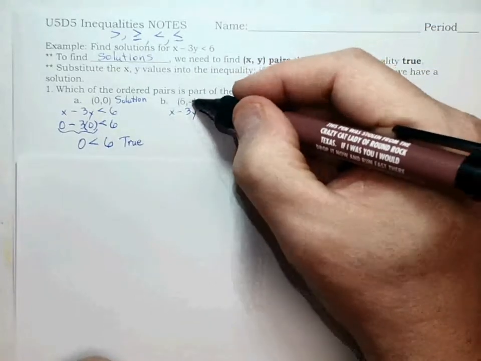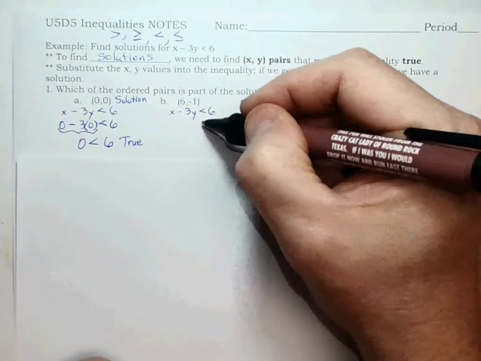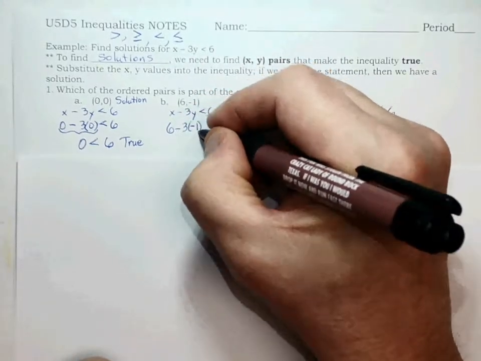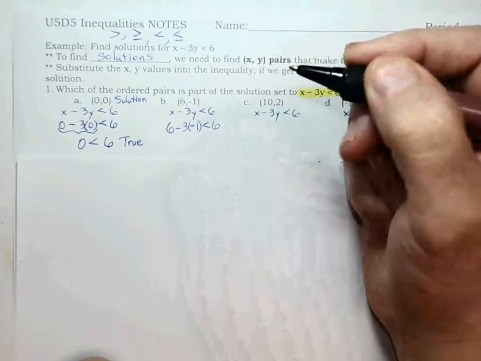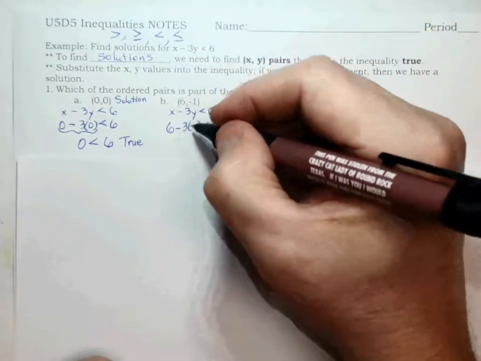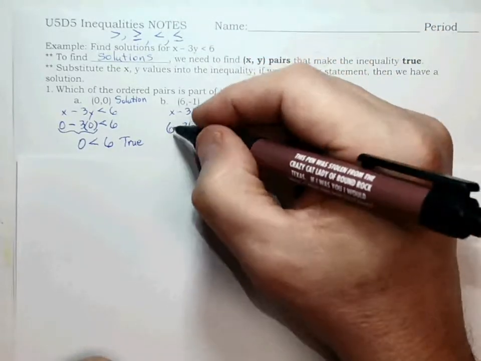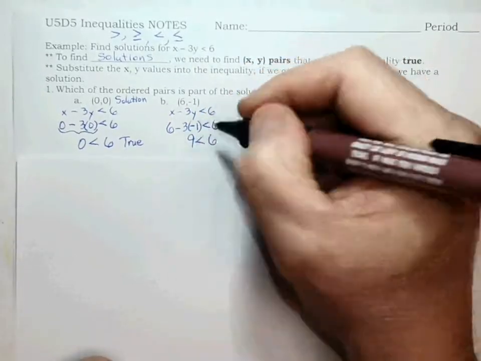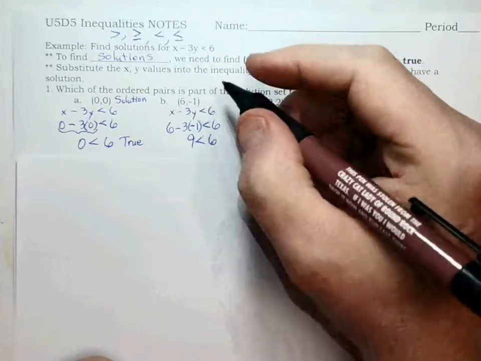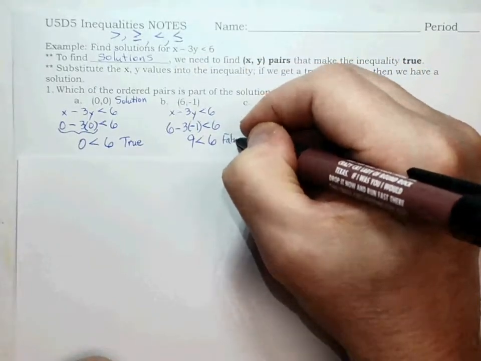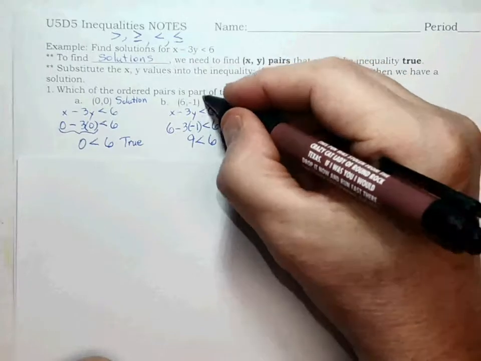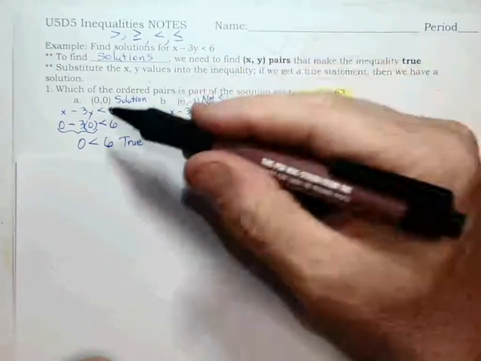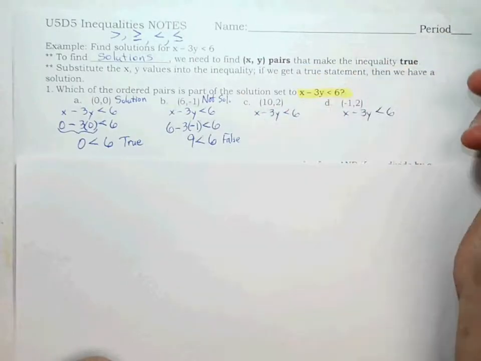And we repeat. New ordered pair, same inequality. I've got 6 minus 3 times a negative 1 is less than 6. That's what I'm testing. So if I type this in my calculator, I'll see that I'm actually adding 6 plus 3, and that's going to be a 9. Is 9 less than 6? No, that's false. So what about this guy? This guy is not a solution. Pretty simple. You either are or you aren't. It's either true or not.